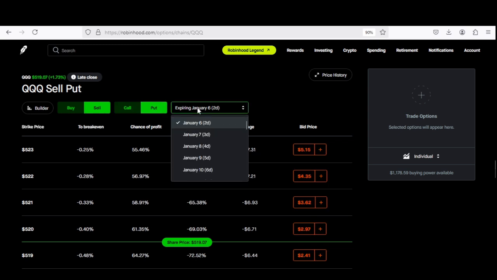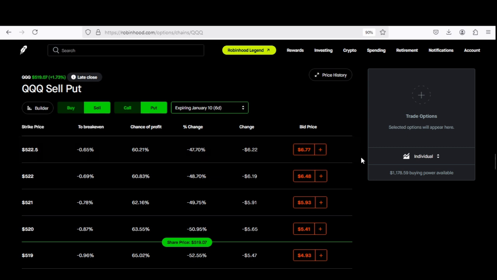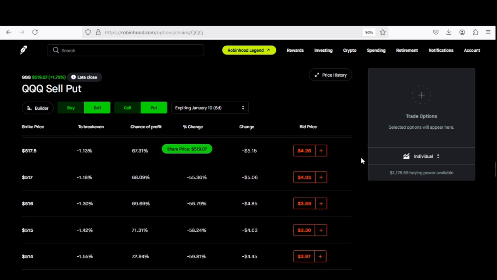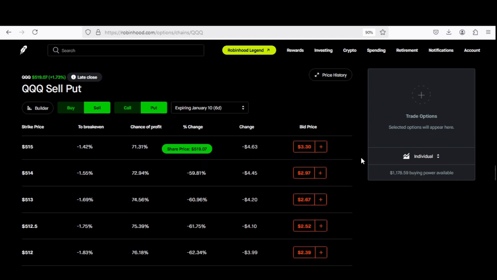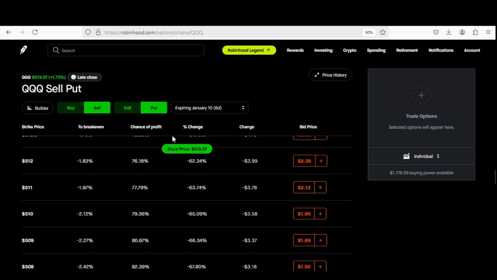Now we're going to choose our strike date. And for purposes of this video, we're going to be going with January 10th, which gives us about 6 days to expiration. Now, in order to make this strategy the most effective, it's highly advisable that you choose your strike price below the current share price. So below the current share price, now we're going to choose a chance of profitability. So as you can see here, it's a chance of profitability.